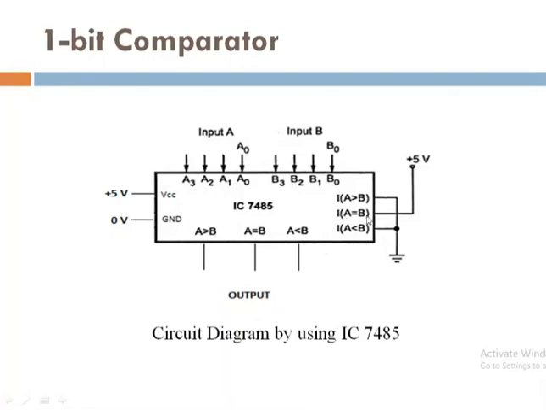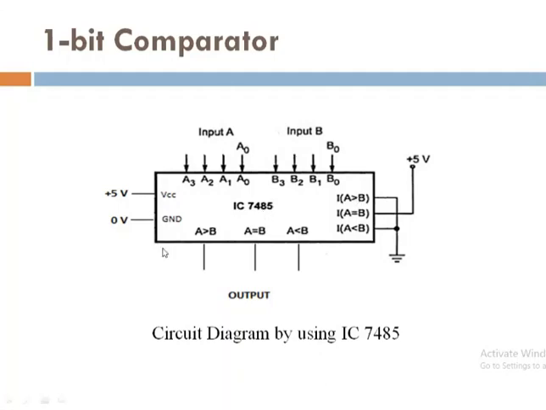This output part will be connected to the output section. Now what about the cascading input? If you want to use this IC 7485 as a 4-bit comparator, what are the settings? In that case the cascading input is not used. If you use this IC for a 1-bit, 2-bit, 3-bit, or up to 4-bit comparator, there is no need of cascading input. But if you are implementing a 5-bit or 8-bit comparator with the help of this IC 7485, in that case you require the cascading inputs.